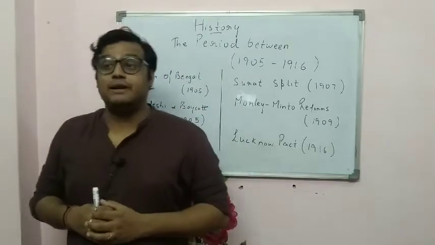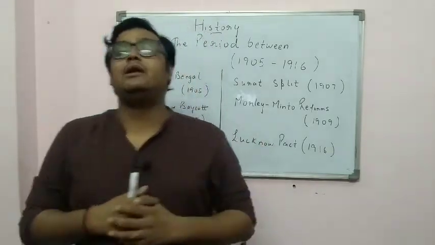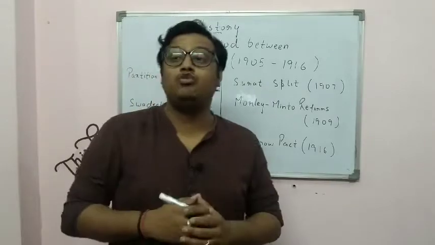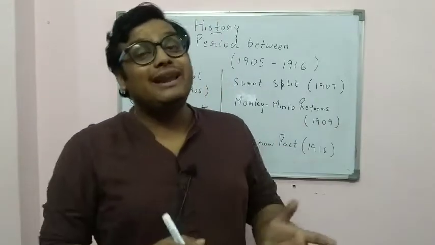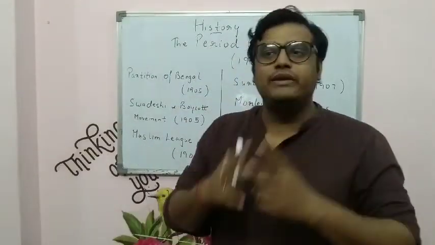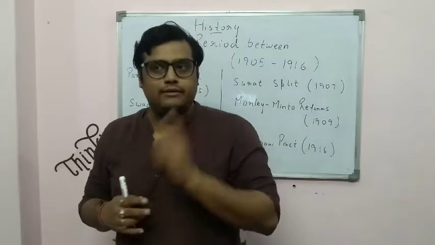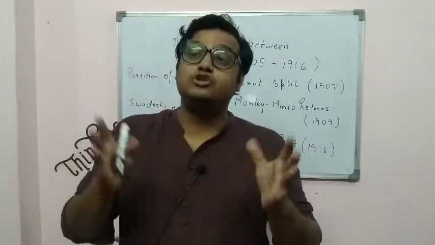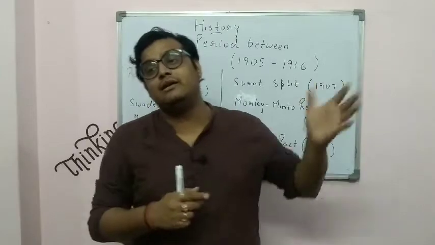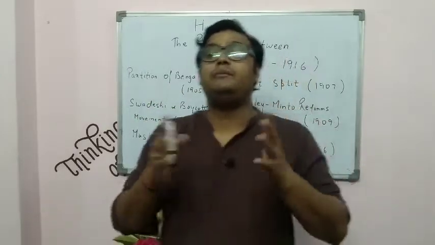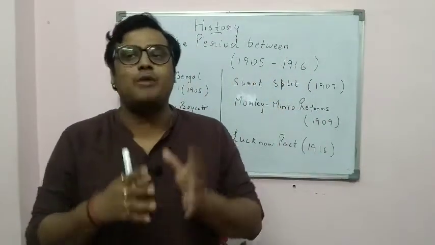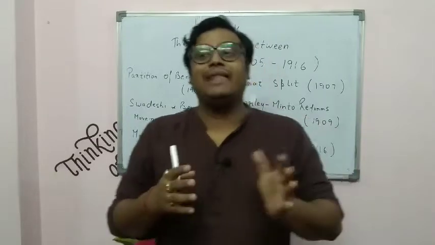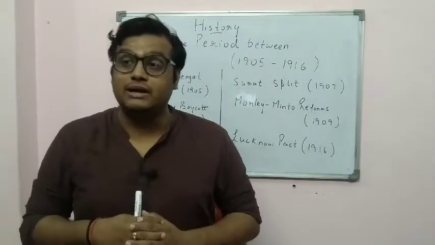What was Surat split? Basically, in 1905, when Swadeshi and boycott movement was launched, the moderates and the extremists, they were the two wings of the Congress, I have told you. The two wings of the Congress joined together in 1905. They thought that we'll now be fighting together against a common enemy, that is the Britishers, and we'll be throwing them out from our country.